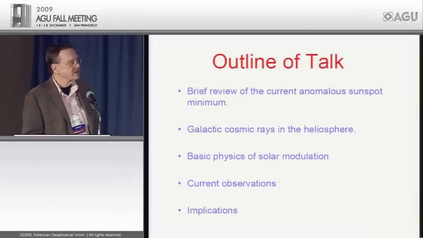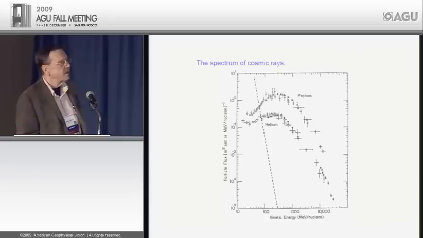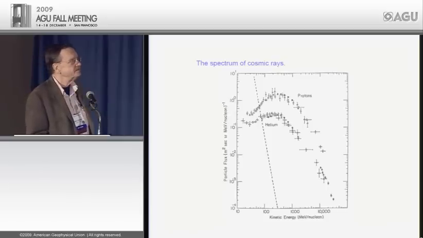So I'll try and discuss how that might go and discuss some implications. Next slide. So what I'm going to talk about today is the galactic cosmic rays, which are illustrated in this slide, the protons and helium. The dashed line is an indication of transient solar particle events, which also play a role.